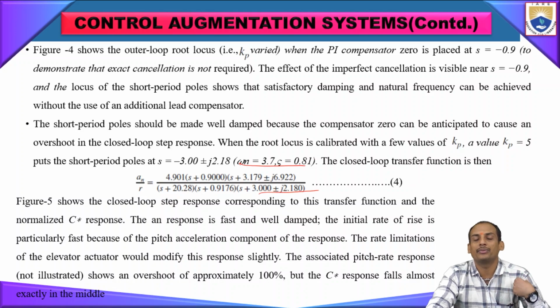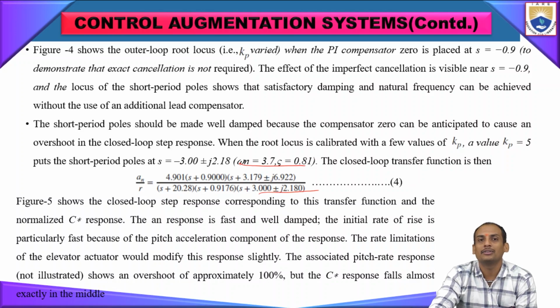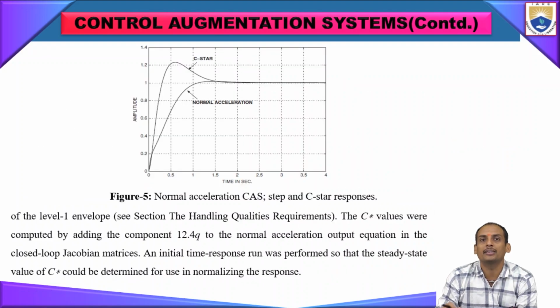So the initial rate of rise will be particularly fast because of the pitch acceleration component of that response only. The rate limitations of the elevator actuator would modify this response slightly. This associated pitch rate compensate shows an overshoot of approximately 100% only, but the C star response will fall almost exactly in the middle. So the C star values were computed from the component Q, and the normal acceleration output will be from the equation of the closed loop Jacobian matrix.